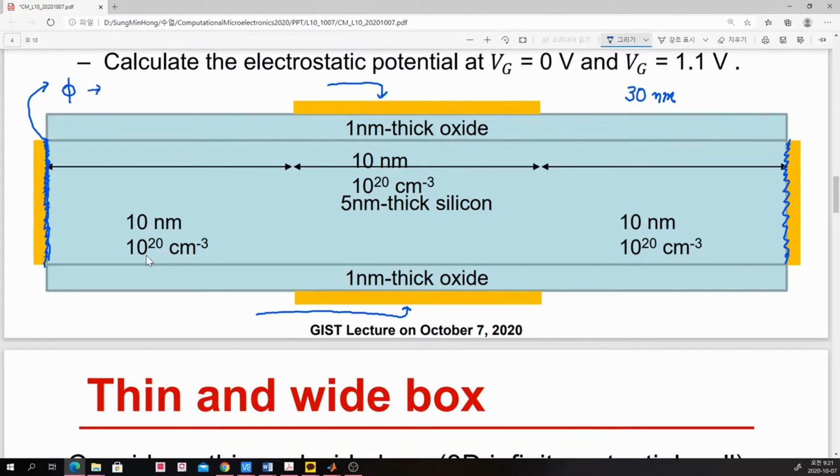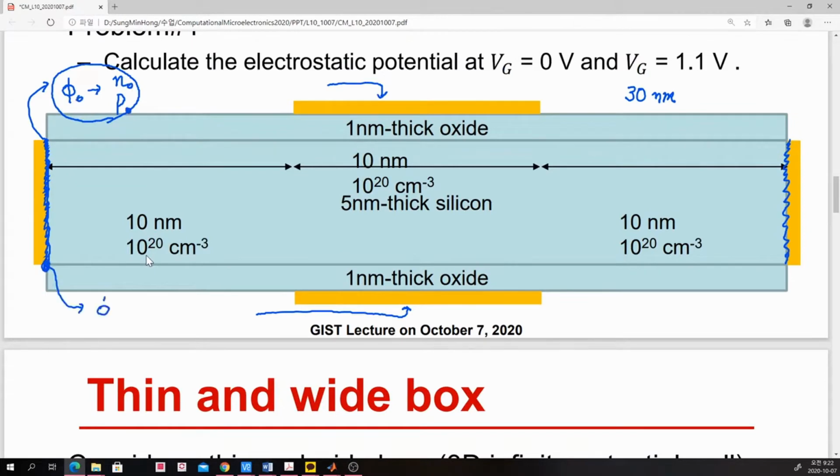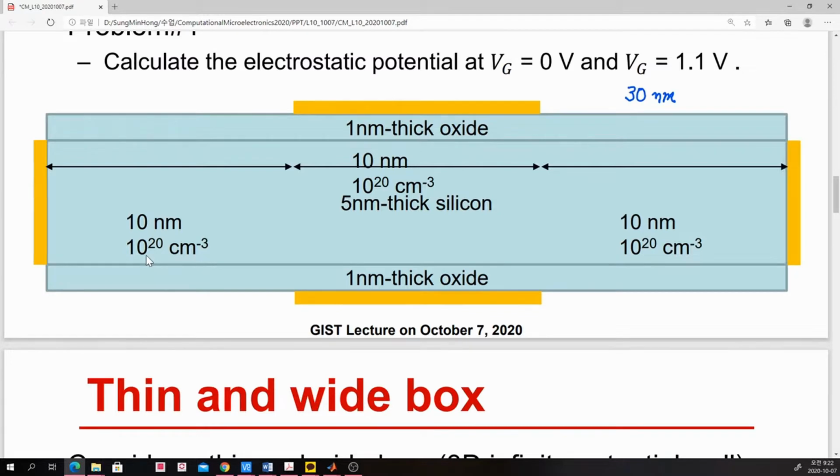From this one, you can evaluate both electron density and hole density. So assume that your electrostatic potential is set to be phi naught, which is obtained from the local charge balance relation. Even for the drain nodes, you can apply the same values. In my opinion, first of all, you have to build a Laplace solver for this system. That will be the first thing you have to do.